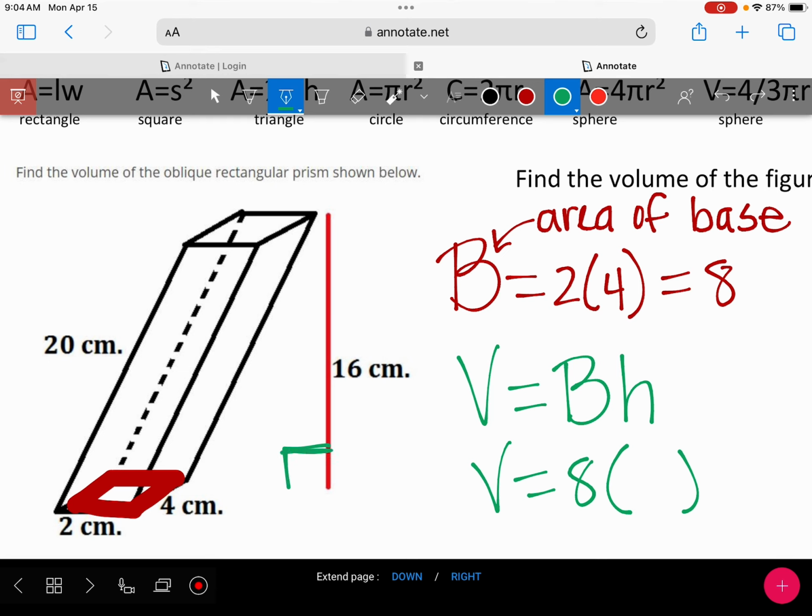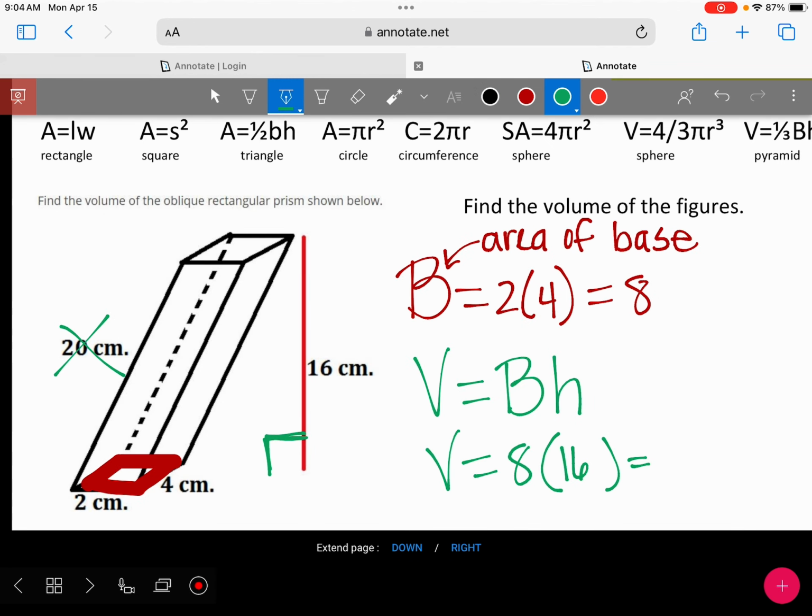The 16, right. This is the height because this is connected to the 90 degree. You can actually cross this out. Go ahead, cross out that 20 because you're not using that 20. That 20 is only there to confuse you. So don't let it confuse you. So take 8 times 16 with your calculator and tell me what you get. What'd you say? 128. Anyone else get that? 128? Okay, good. And it would be centimeters cubed.